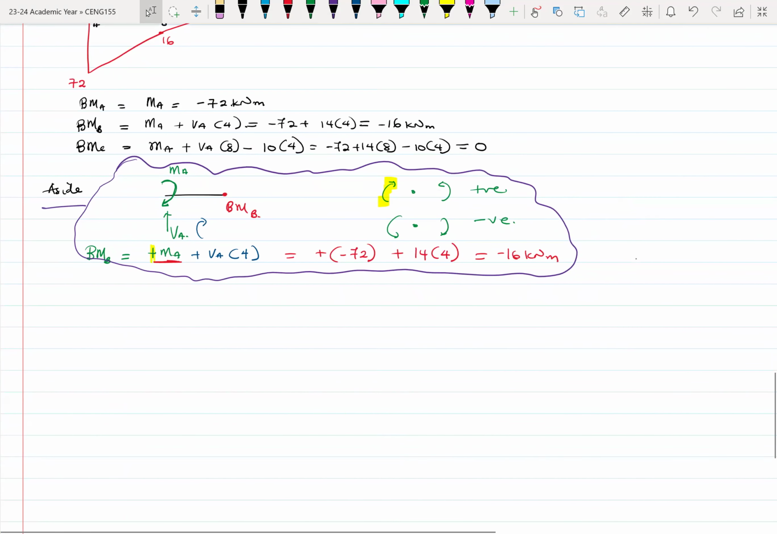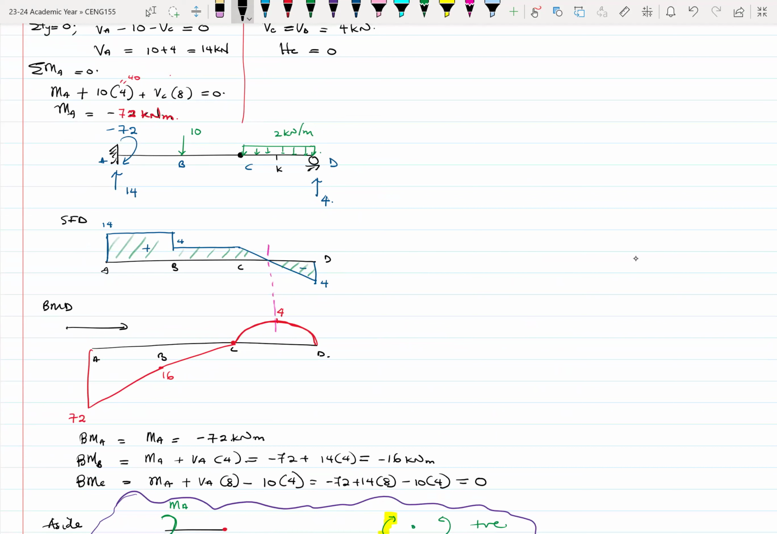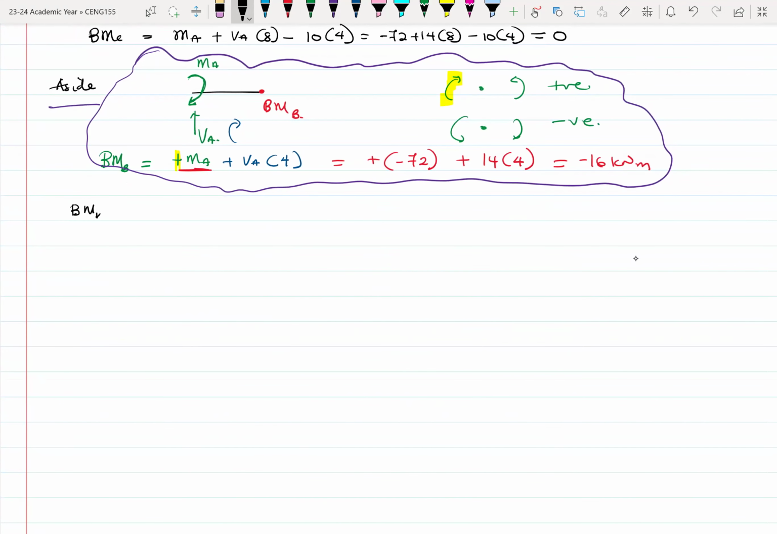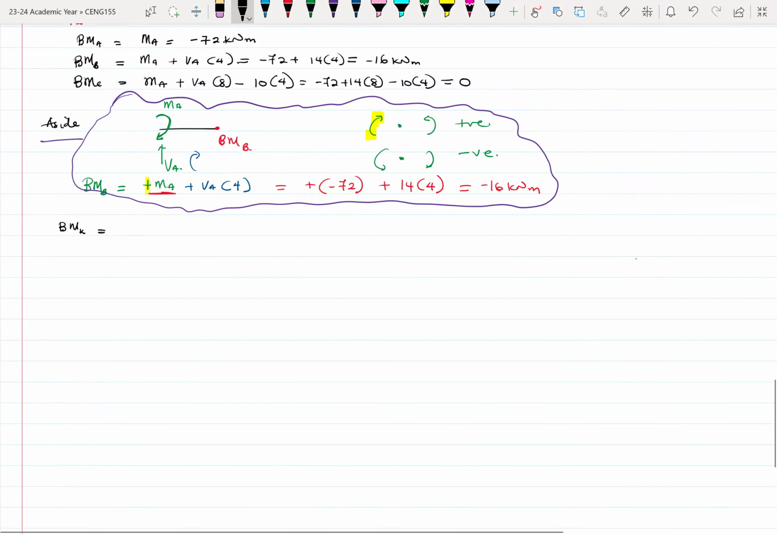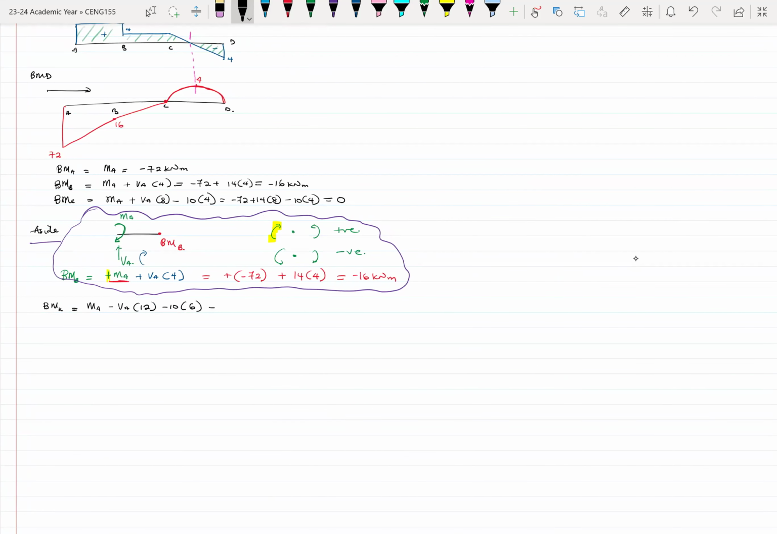Then we can also find the bending moment at the middle point here. Let me call this point K, where K is half the distance, just to explain that to us. So the bending moment at K will be equal to, again, MA plus VA times 12 minus 10 times 6 minus the UDL, which is 2 times 2 times 2 over 2. And this will give us 4 kilonewton meter.